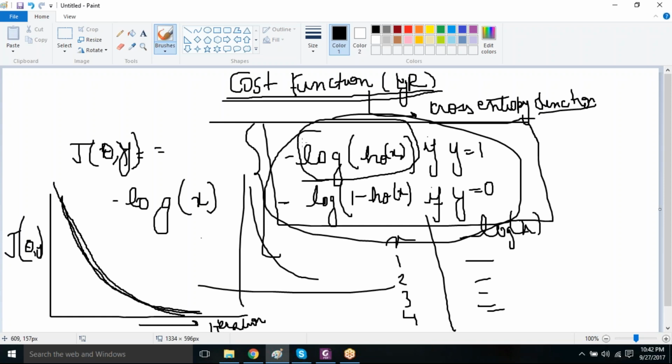One legitimate question you may ask is why are there these two values? Why, if y equal to 1 it is this, and if y equal to 0 it is this? In linear regression it was nothing like that. It was just one formula.